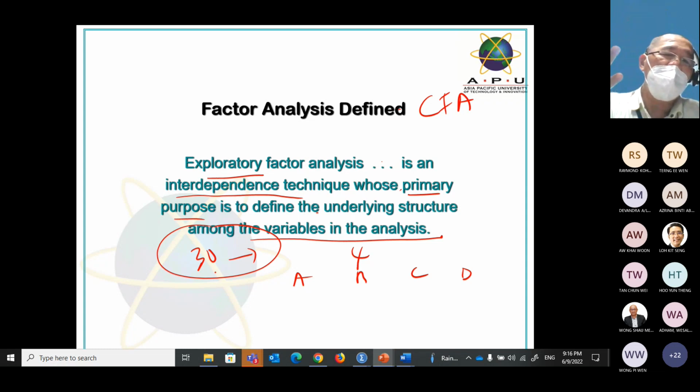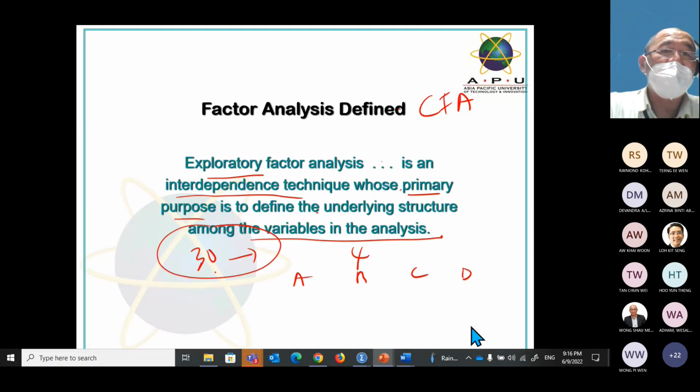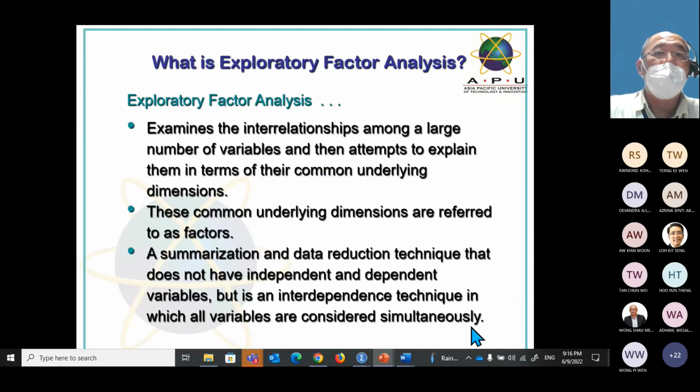Among the 30 variables, we do know some variables are actually quite similar, so they can be grouped together. Therefore we can define the structure among the variables in the analysis. No problem. Now we see the concept first.